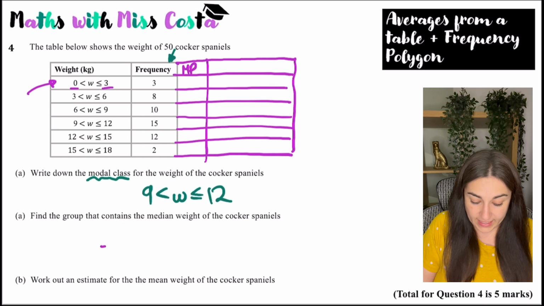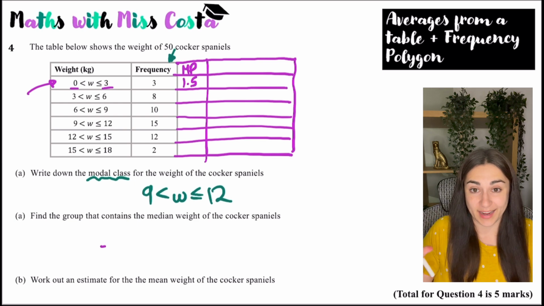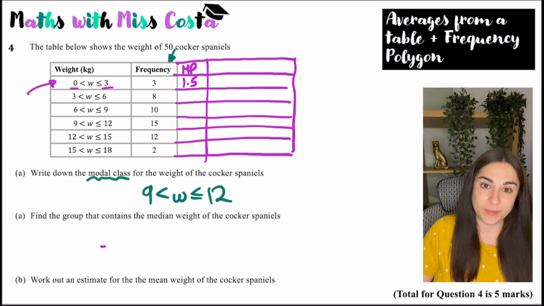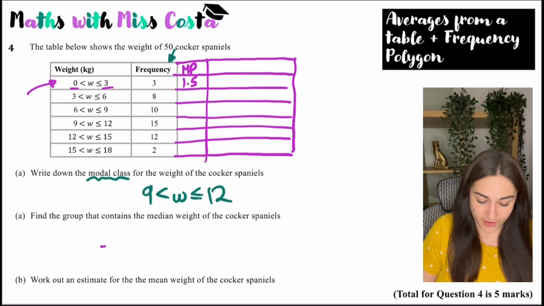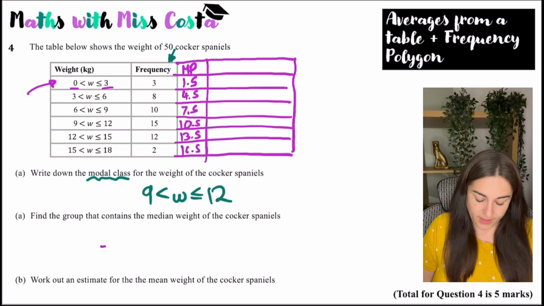So if it's a grouped frequency table, you have to find the midpoint. So the midpoint of 0 and 3, how do you find the midpoint? Add the values together and divide by 2. 3 plus 0 is 3, divided by 2 is 1.5. 3 plus 6 is 9, divided by 2 is 4.5. 6 plus 9 is 15, divided by 2 is 7.5. And then we've got 10.5, 13.5, and 16.5. Those are the midpoints.